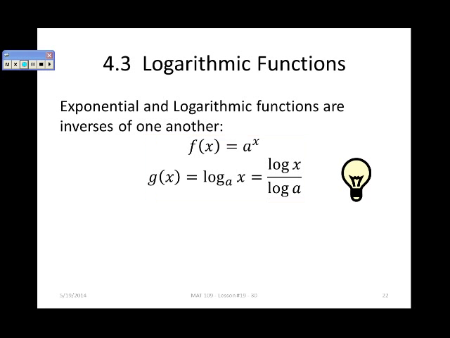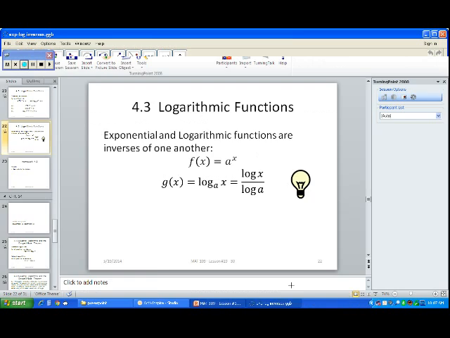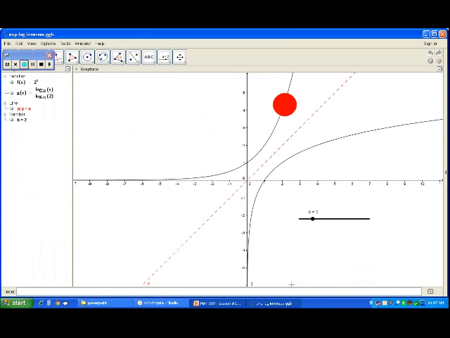Because we have a base a, I can't plot a base a on this tool I'm using. So I use the change of base theorem. The change of base theorem says if I want the logarithm in some unusual base, take the logarithm in something I know and divide it by the logarithm of that base. When I go to the graph, that's what it shows here. Here's my exponential. Here's my logarithm. This logarithm is actually logarithm base 2 of x. And that should be the inverse of that.